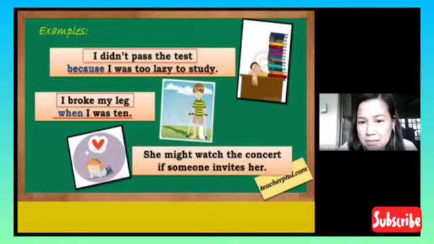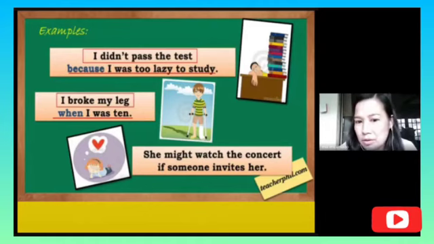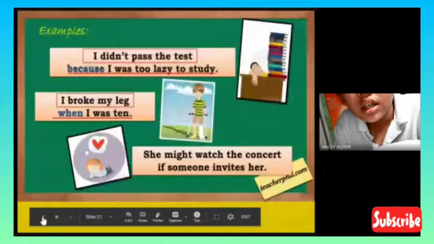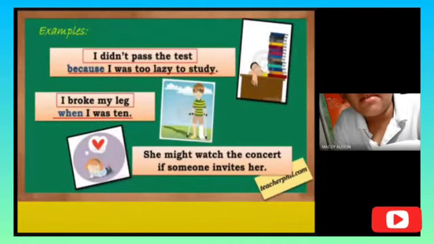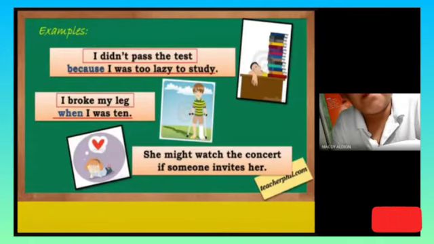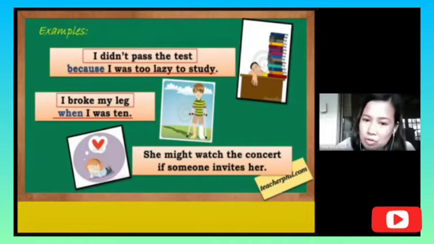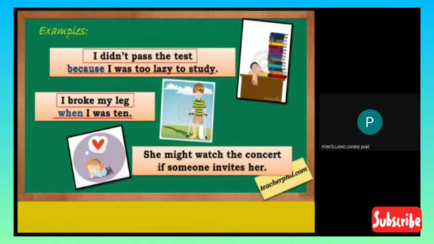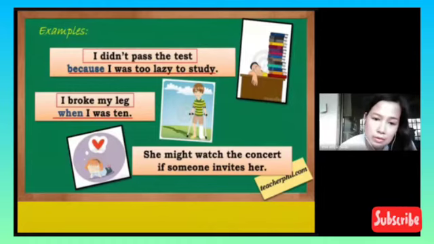Next example. Makoy, go. "I broke my leg when I was 10." The independent clause is "I broke my leg," and the dependent is "when I was 10." Okay, good job. What about the last one? "She might watch the concert if someone invites her." The independent clause is "She might watch the concert," and the dependent clause is "if someone invites her." Okay, good job.